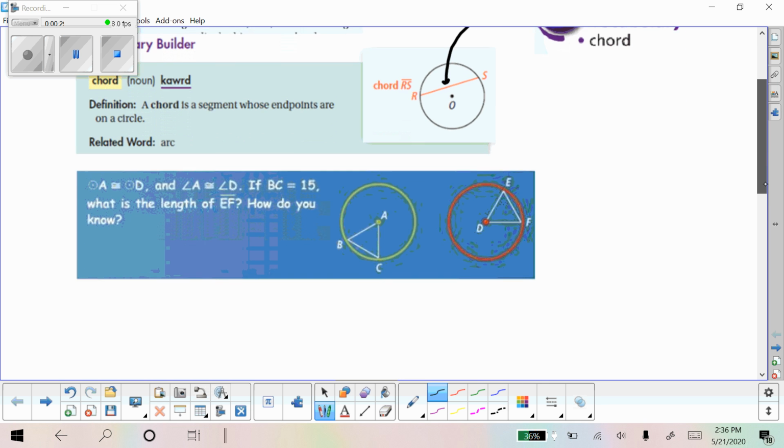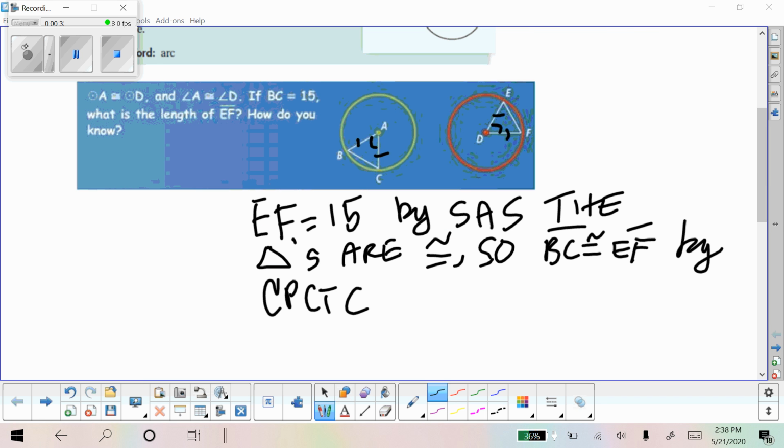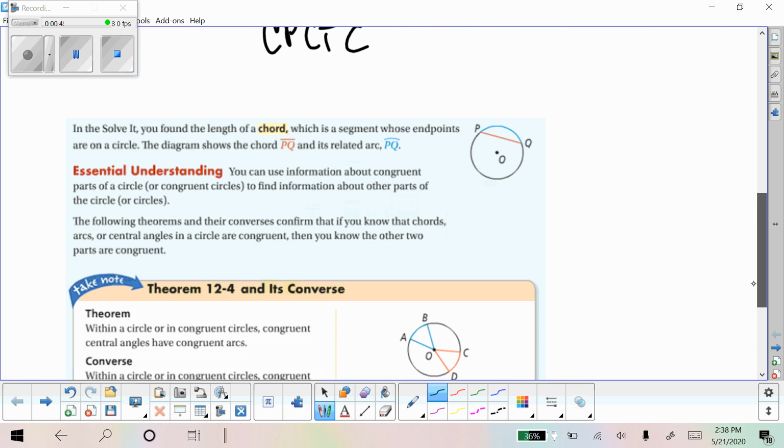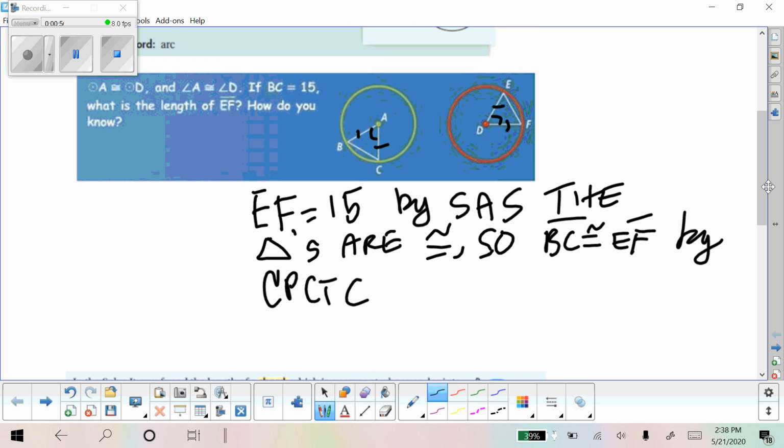All right, so go ahead and think about this first question. See what you come up with. All right, here's what I was thinking, that they're the same, so EF must be equal to 15. And there's something to be learned there, that if you have the same length of a chord on two congruent circles, then the corresponding arcs are the same and the angles are the same.